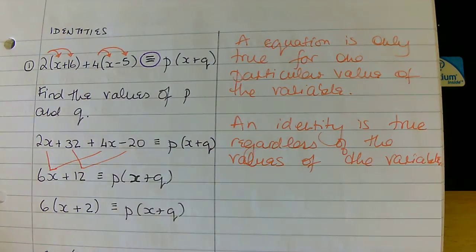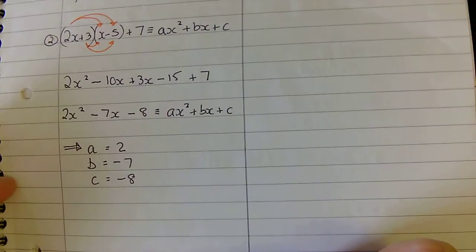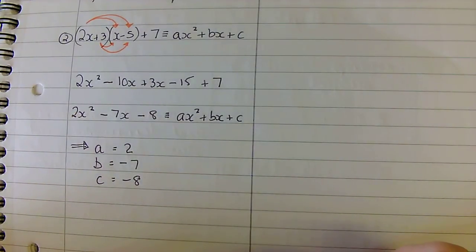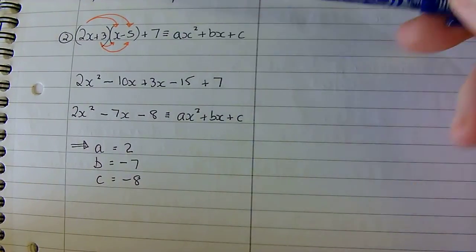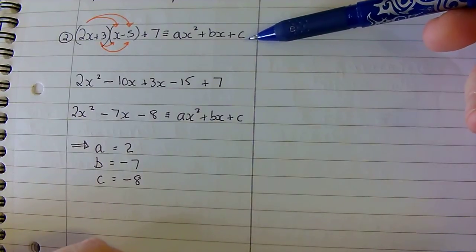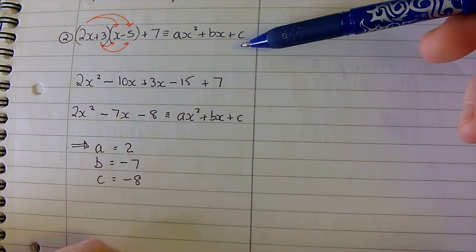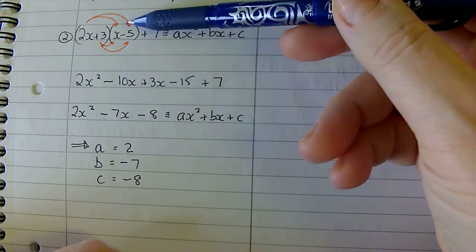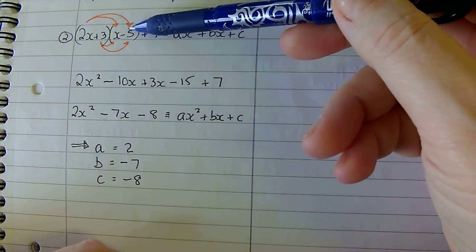Okay, let's take a look at the second one. Alright, so we have a double bracket and an extra term, and with an identity to this quadratic form, ax squared plus bx plus c. And the idea would be to identify a, b and c. So the first thing to do is to multiply the brackets. As I've said often enough, there are lots of ways of doing this. Pick one that you like or that you can follow easily and stick with it.